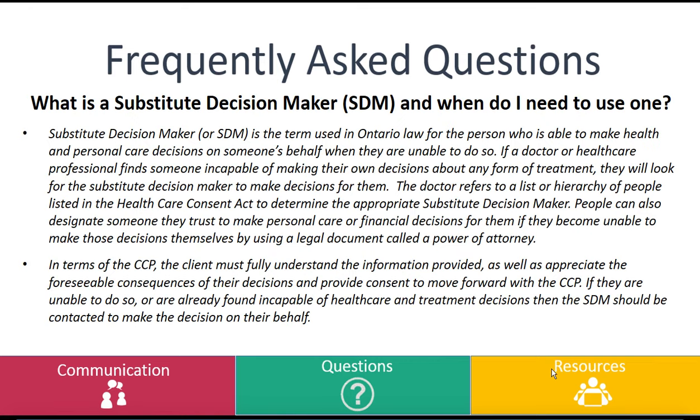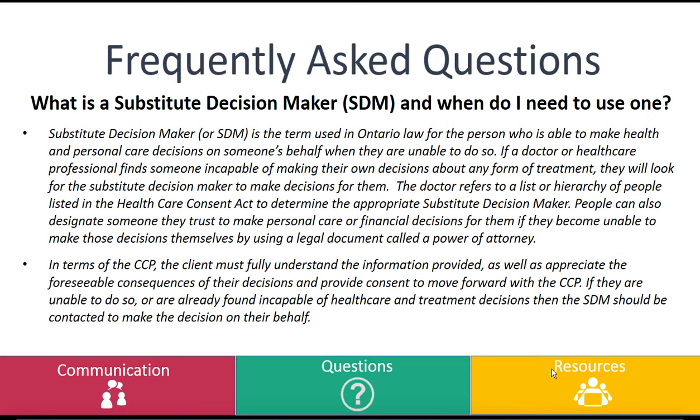Next is, what is a substitute decision maker, or SDM, and when do I need to use one? A substitute decision maker, or SDM, is the term used in Ontario law for a person who makes health or personal care decisions on someone's behalf when they are unable to do so. If a doctor or healthcare professional finds someone incapable of making their own decisions about any form of treatment, they will look for the substitute decision maker to make decisions for them.